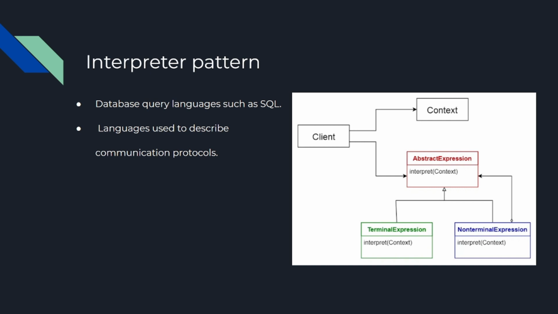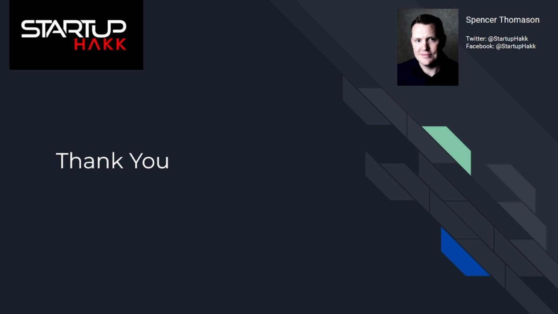So last is interpreter pattern. This pattern is used for designing a component that interprets programs written in a dedicated language. It mainly specifies how to evaluate lines of programs, known as sentences or expressions, written in a particular language. The basic idea is to have a class for each symbol of the language. So usages are database query languages such as SQL. Number 2 is languages used to describe communication protocols. So here's an example.